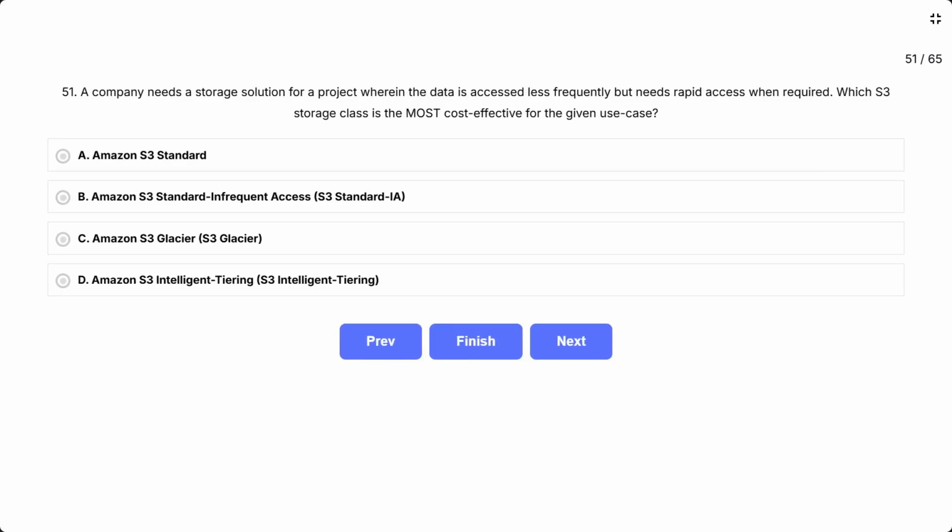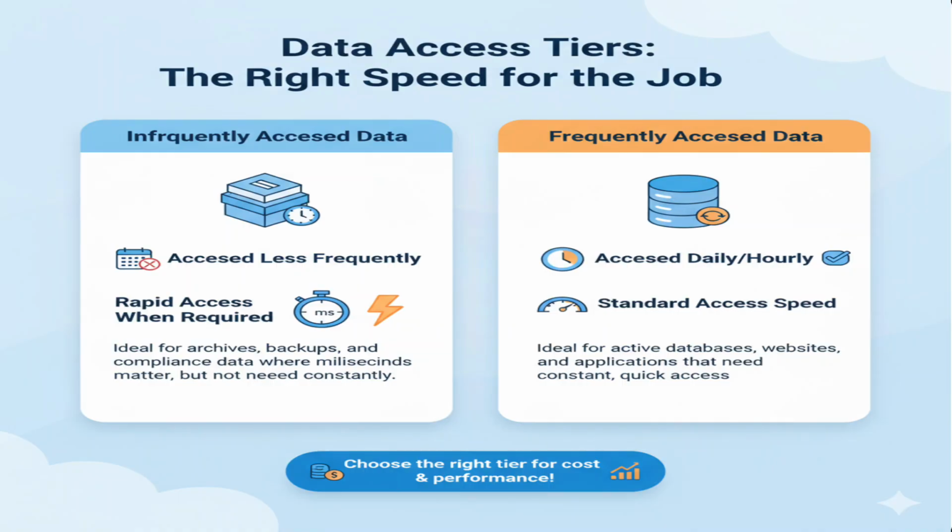Question 51. A company needs a storage solution for a project wherein the data is accessed less frequently but needs rapid access when required. Which S3 storage class is the most cost effective for the given use case? This question is testing whether you can match the right S3 storage class to a specific access pattern. The two key phrases are accessed less frequently, not daily or hourly, and rapid access when required, milliseconds, not hours.